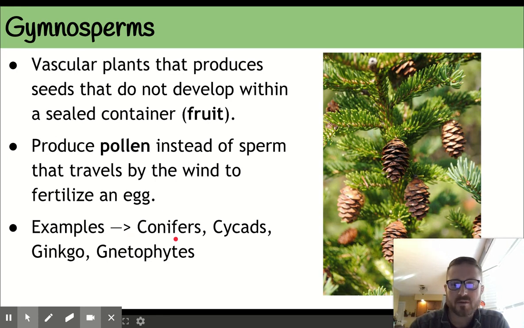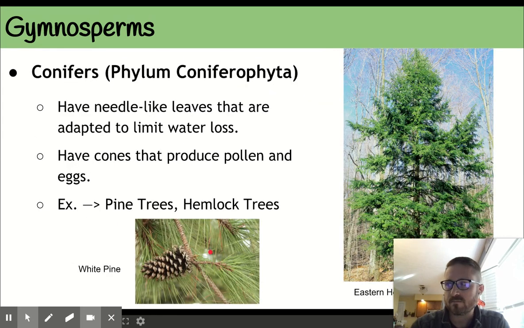So examples of gymnosperms include the conifers. Those are the cone-bearing plants. Your Christmas tree at home is a conifer. It's a cone-bearing plant. A pine tree growing in your backyard is a conifer. These are just subdivisions of gymnosperms. Cycads, and this one's pronounced needophyte. So these are all different types of gymnosperms.